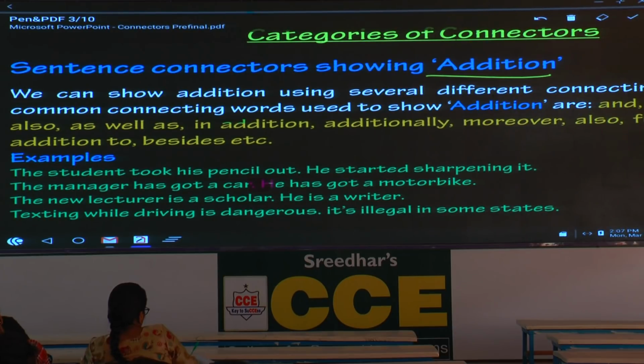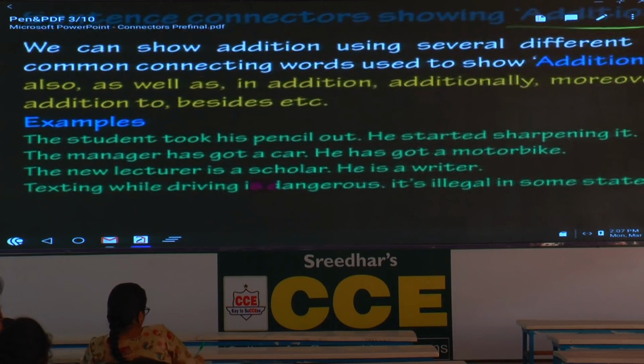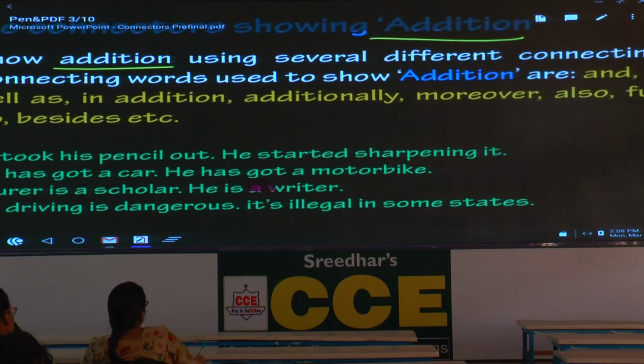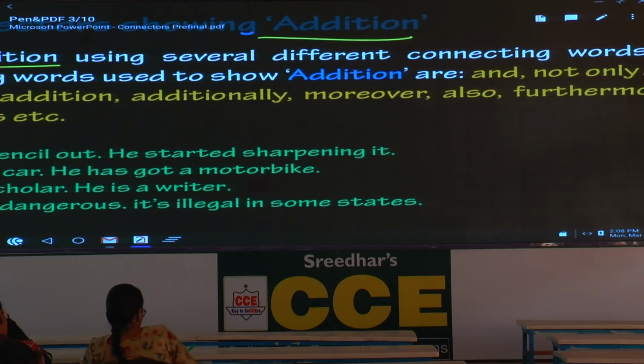Have you written that? Then you write, we can show addition using several different connecting words. Always underline the key words. Several different connecting words. Full stop.